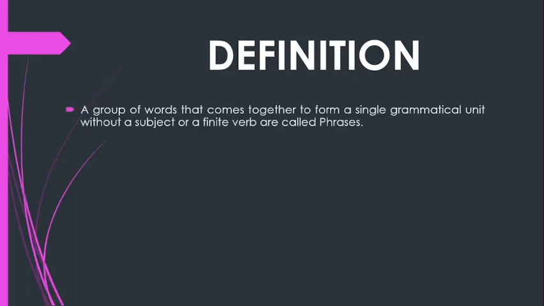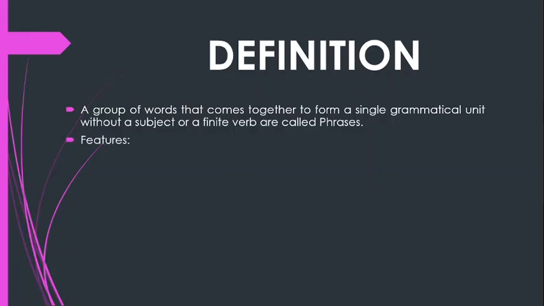So, a phrase is a group of words that comes together to form a single grammatical unit without a subject or a finite verb. Here lies the basic difference with clauses. Clauses have a subject and finite verb, and an object as well, while phrases don't have a subject or finite verb. And so you can understand why they don't have a complete meaning of their own and why they depend on the clause or the sentence they are in for the completion of their sense.